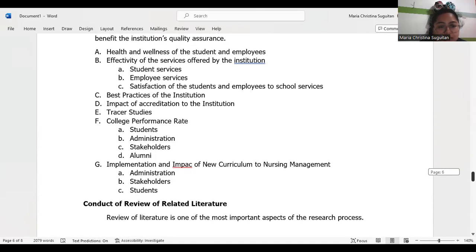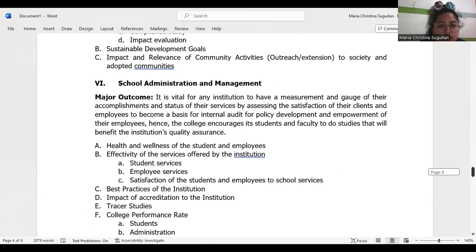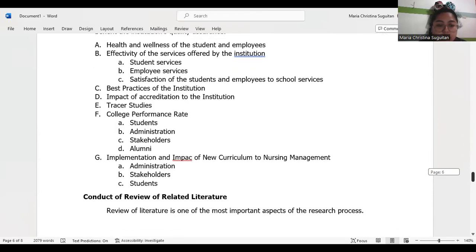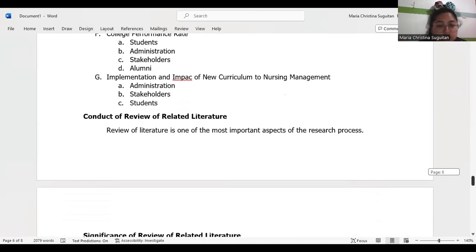Di ba kahit graduate ka na, you are still part of school administration and management. And then, this one, okay? We have to conduct a review of related literature. Okay? Guys, review of related literature. From the word review, ito po ay tinatakel about sa past journals, past literature, past research. Okay? Doon ka kukuha ng inyong RRL. Okay? Hindi siya background of the study about introduction.